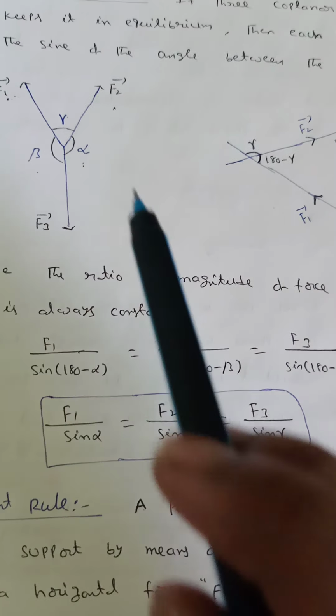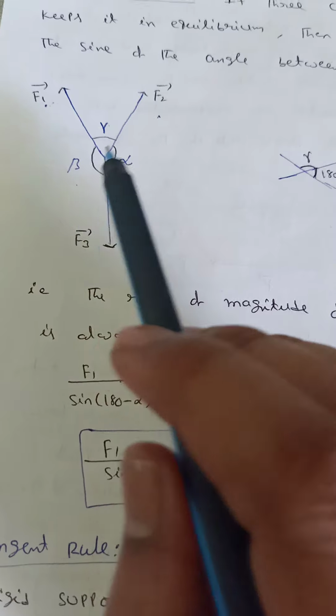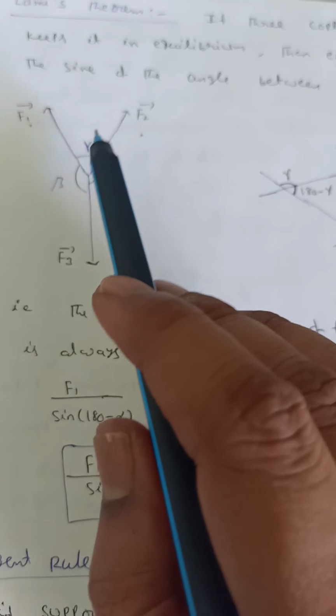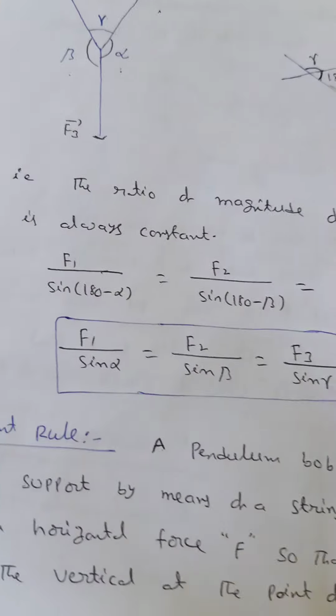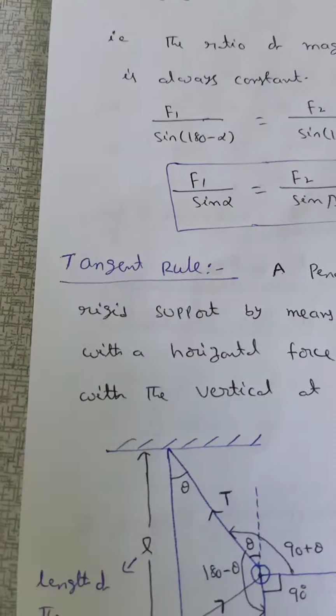Alpha is the angle between F2 and F3, beta is the angle between F3 and F1, and gamma is the angle between F1 and F2. This is Lami's theorem. Using Lami's theorem, we will explain the tangent rule.